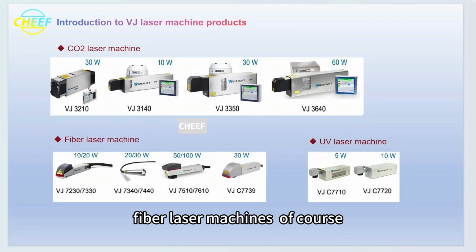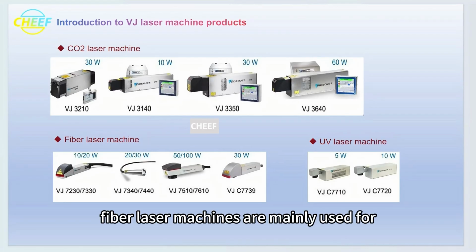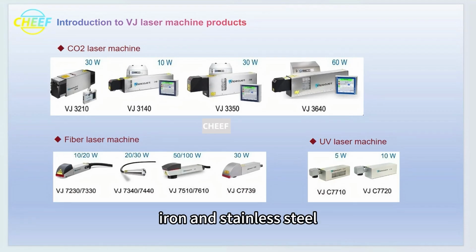Fiber laser machines are mainly used for printing on materials like plastic, iron, and stainless steel. Conveyor platform.